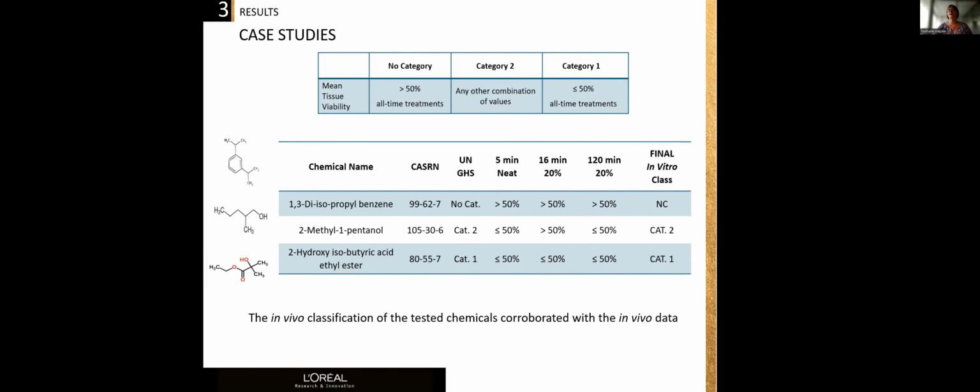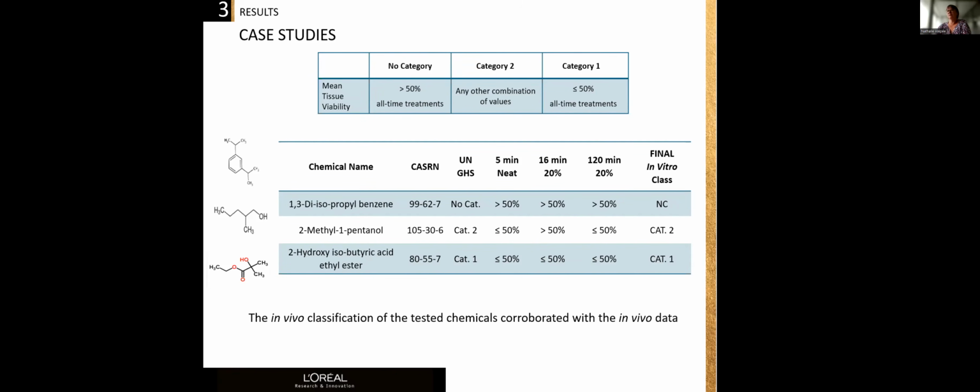And here, knowing that those are liquids, we fit with the prediction models, where everything above 50% at all time treatments will be classified as no category, and below or equal to 50% will be classified as category 1, and then any other combination of that. And you can see for the 3 examples that I took that, for example, for the first chemical, at the 3 exposure times, the cell viability was strictly above 50%, leading to a classification as no cat.